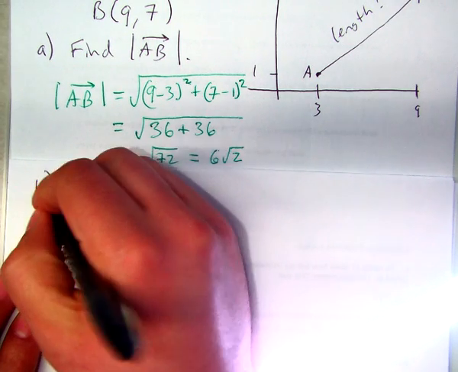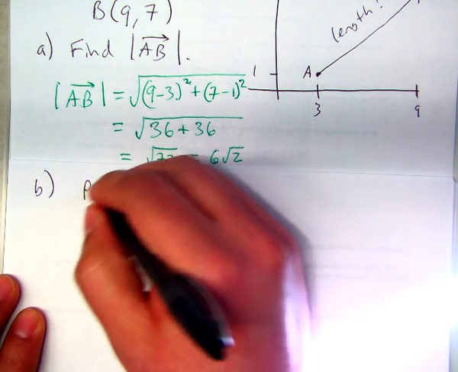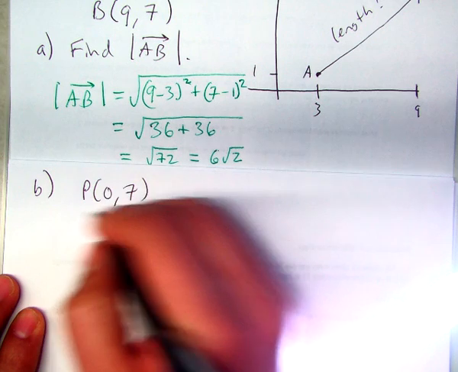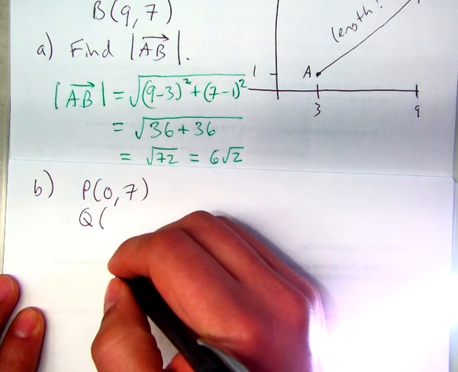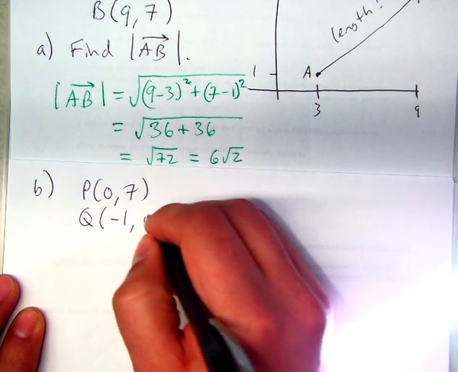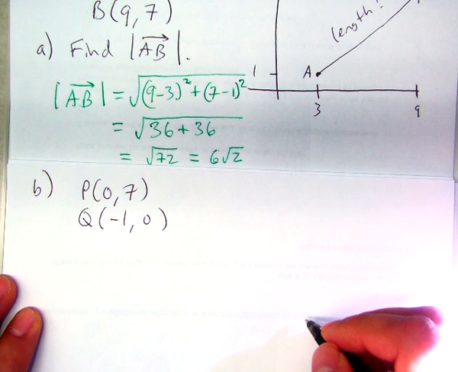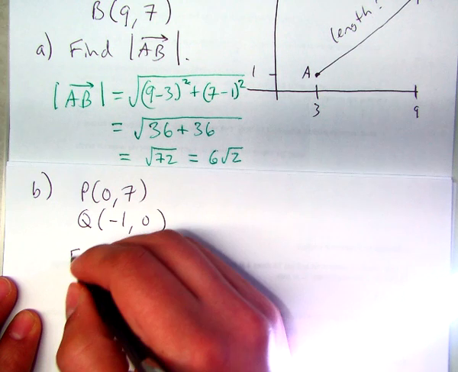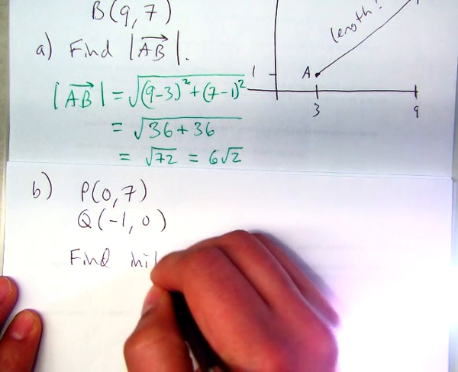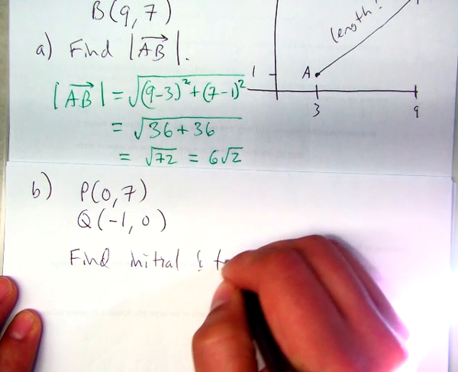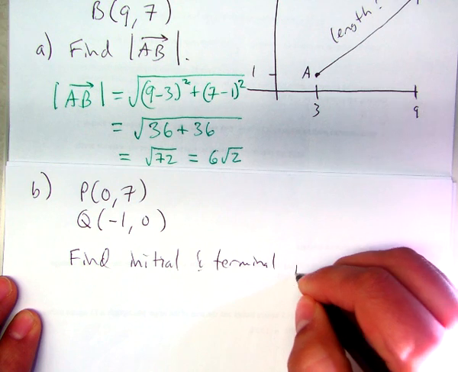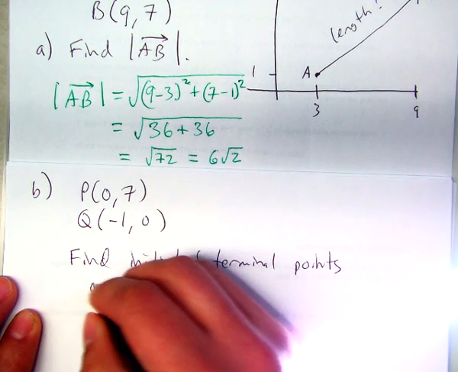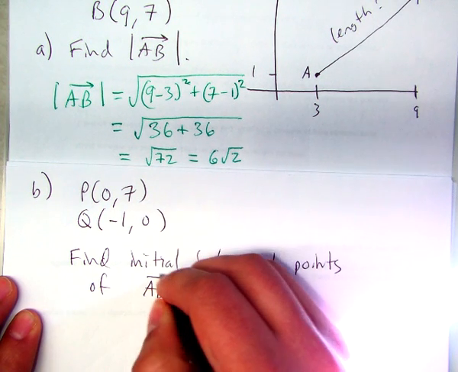Let's say that we have P at 0, 7 and Q at negative 1, 0. Find the initial and terminal points of the vector AB plus the vector PQ.